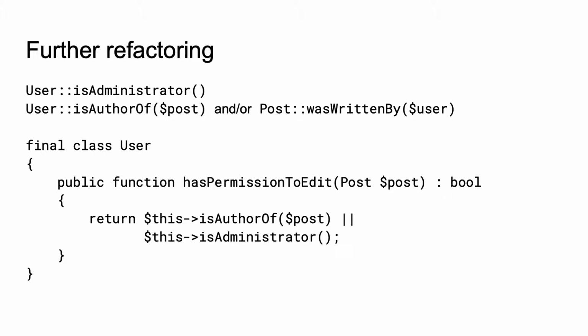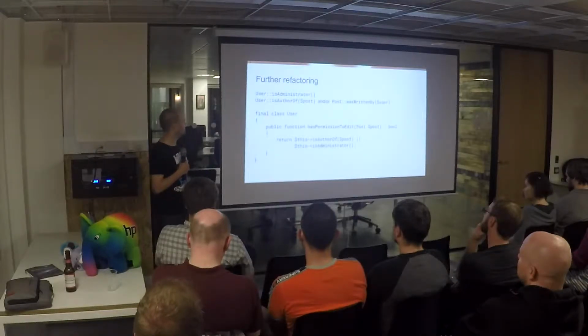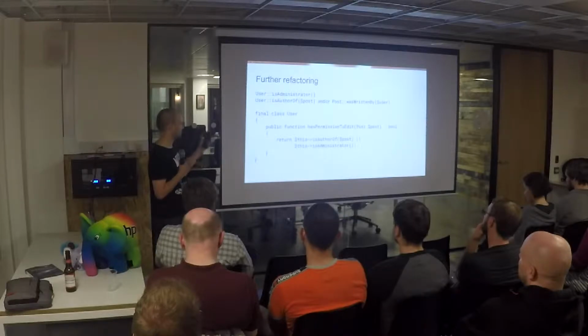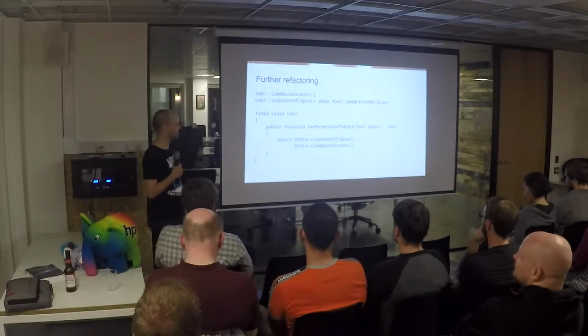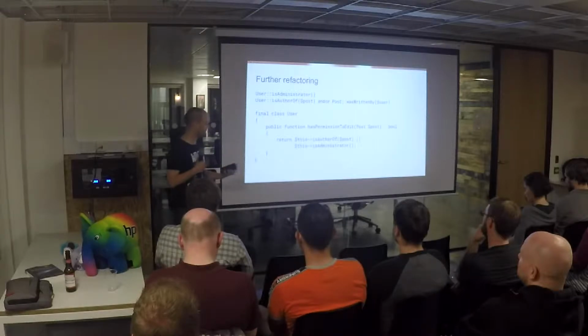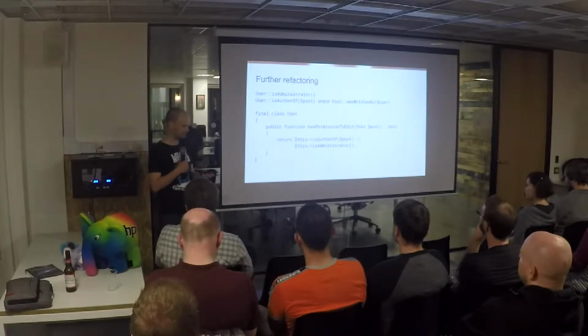And then you could do a bit more. So maybe we find out what role equals 6 means, and we find out that means the user is an administrator. Maybe we can add a couple more methods, like user is author of post, or post was written by user. And that means when we look at our code now, when we want to find out if a user has permission to edit the post, it says, is the user the author of the post, or is the user an administrator? And everyone can really easily tell what the rule means.